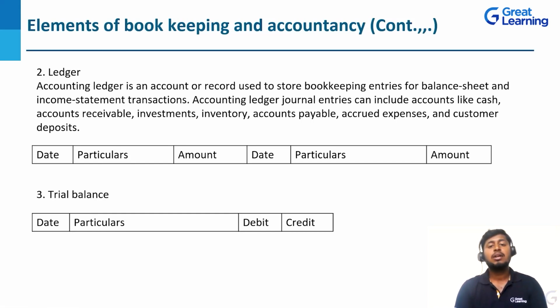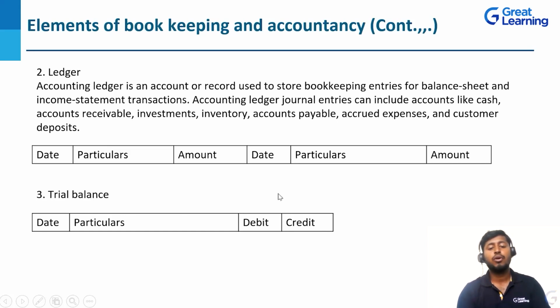Next element, that is the third one, trial balance. Trial balance is nothing but, from all the ledger accounts we have prepared, the individual accounts, we are going to get the closing balances. So once we get the closing balances, we take them into the trial balance and prepare it. After the trial balance only, we are going to move to all our financial statements, that is your income statement, P&L account, and balance sheet.